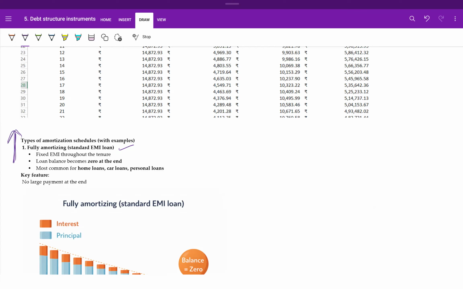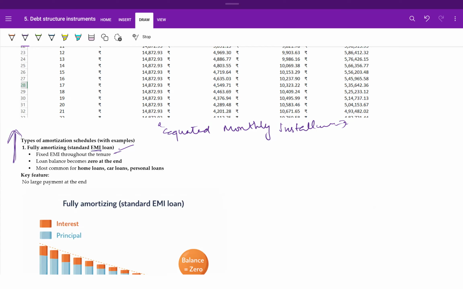So there are fixed EMIs throughout the tenure. Yes, we have seen that example. The key characteristics are EMIs are equated. Since we are talking about it, just a fun fact: EMI is the full form of equated monthly installments, and EMIs remain fixed throughout the loan tenure when we talk about a fully amortizing loan.